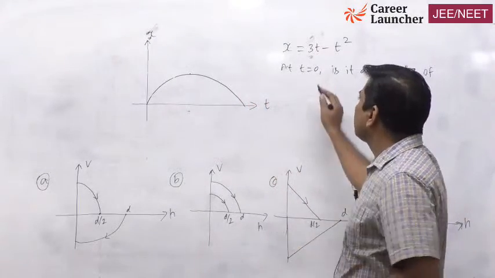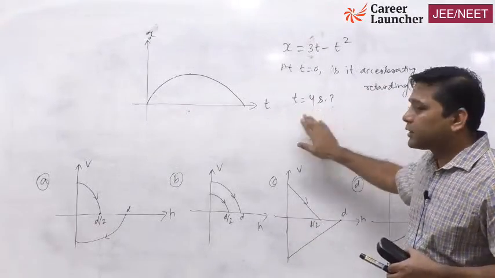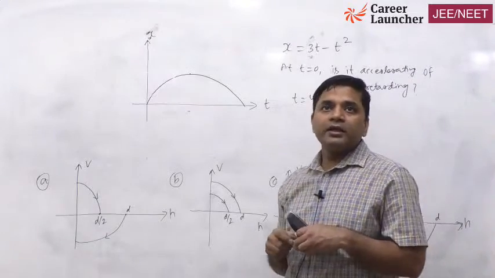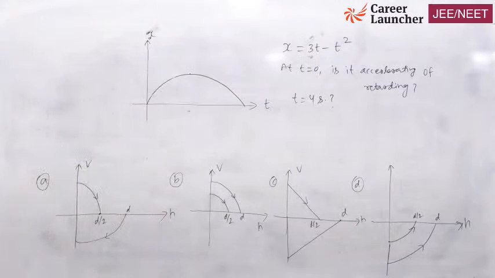What is happening at t equal to 4 seconds? Try this and quickly type. Or will you say that no, -2 is there, so it's retarding? Rohit Deshpande is saying no. Ayush Singh, no. Prabhajit, no. So what is happening at 4 seconds? You need to answer.